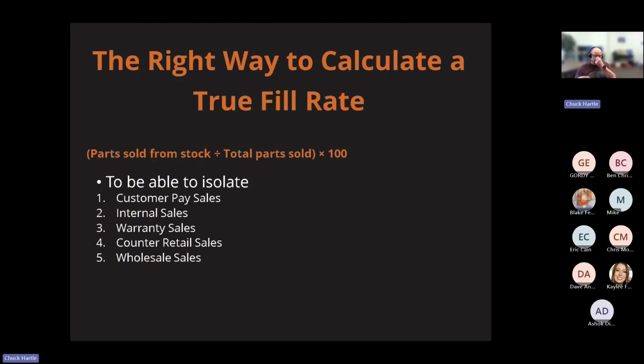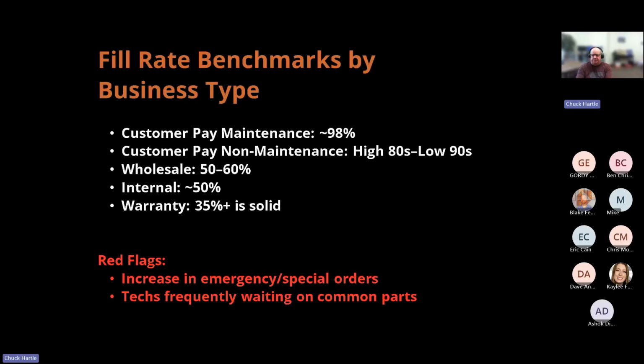Here's exactly what I was talking about, the fill rate benchmarks by business type. Again, warranty, 35%, would be off the planet great, internal around 50, wholesale 50 to 60. Again, customer pay maintenance, hey, boy, you want to see a tech go to the service manager or the writer? Be out of an air filter or a set of brake pads. Typically you're going to get your butt chewed by the service department because you didn't have it.